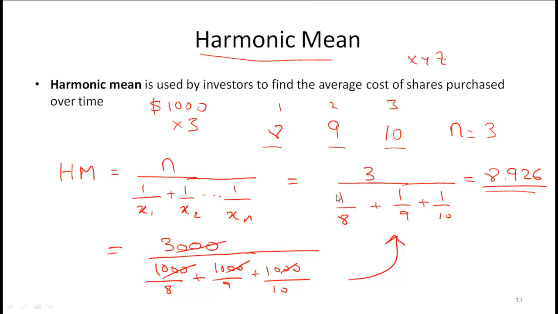So again, bottom line is, the concept behind the harmonic mean is that this is the mean that is used to determine how much an investor paid on average for shares, where he is buying the shares and spending an equal amount of money every time.